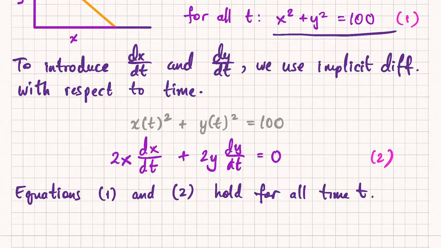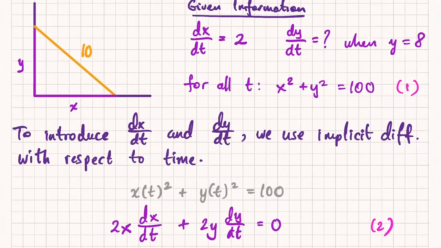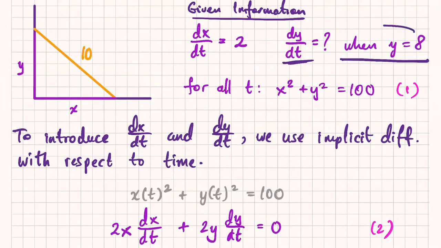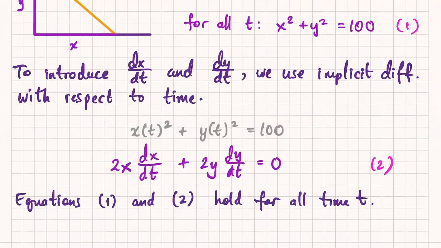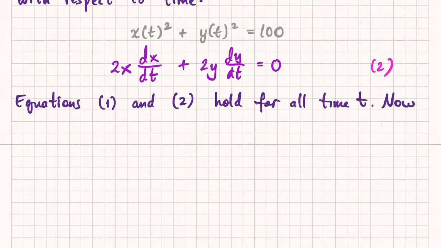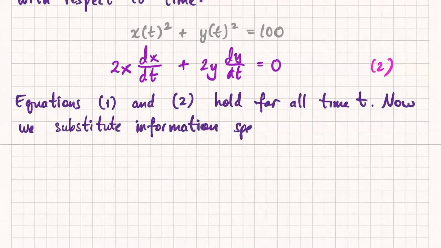Okay, so now that we've actually gotten everything that we need for the whole entire movie, now we can focus attention on what we want, right? I want dy dt at a specific time. So now we can substitute our specific information because now that we have everything from our movie, now we can focus on that one time, that one instant, that one snapshot in time. So now we substitute information specific to described time.